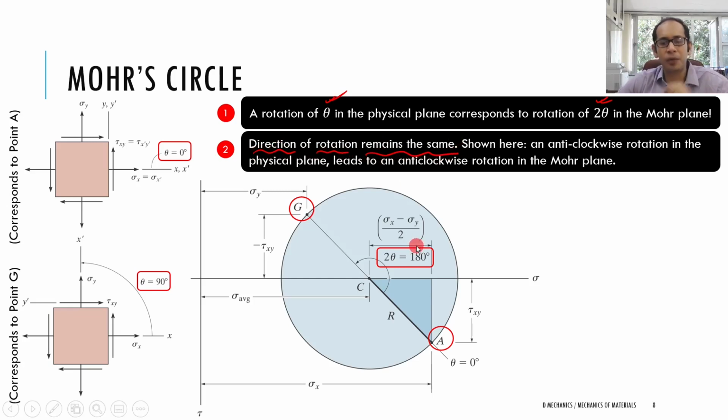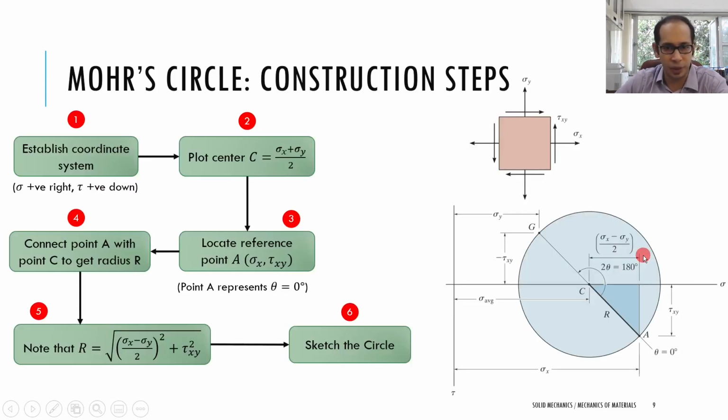So now that we have many things at our disposal, let's go ahead and do a summary of how to draw the Mohr circle and how to find the different points which are there. Okay, so this is the overall summary that you get. So this is step 1. We'll walk through all the steps from step 1 to step 6. The first step is to establish the coordinate system, which we have already done, that sigma is positive to the right and tau is positive downwards over here.